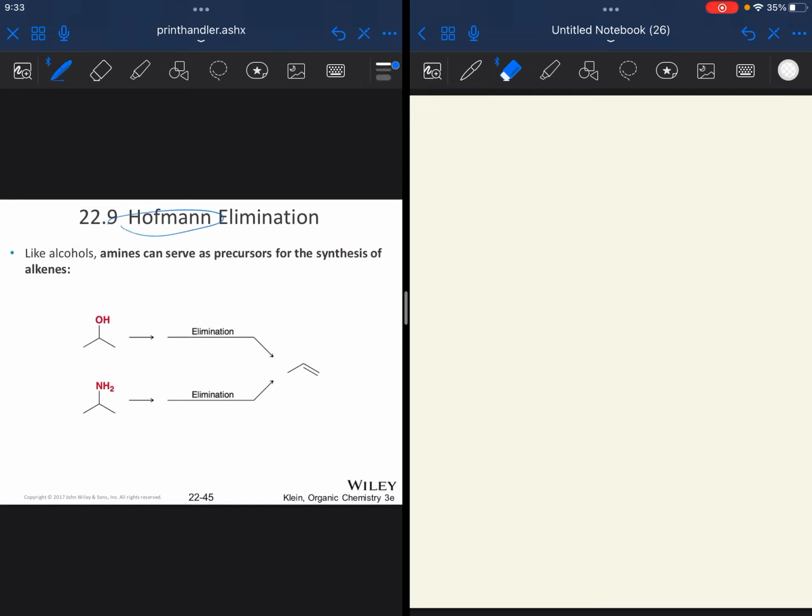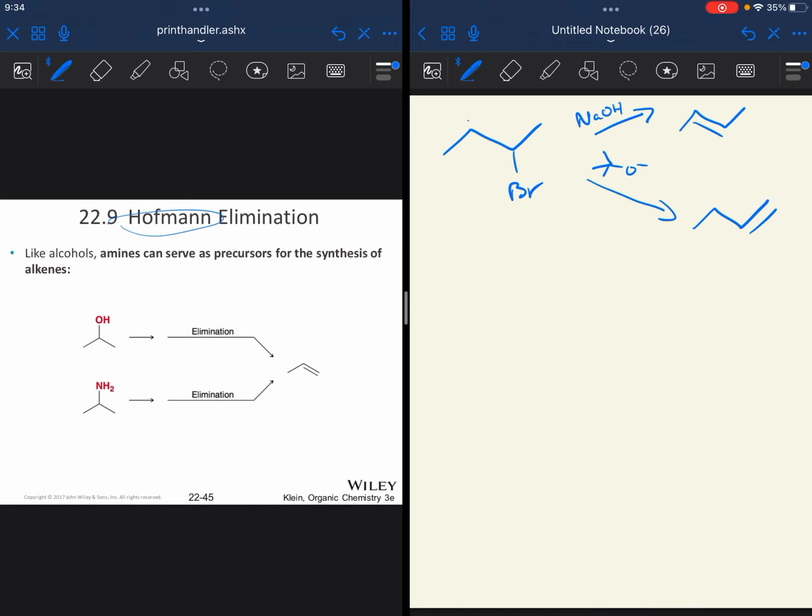We in Organic 1 learned about eliminations. We started with alkyl halides. We know that if we use a smaller base, like sodium hydroxide, we will wind up with the more substituted Zaitsev product. But if we use a bulky base, we will wind up with the less substituted Hoffmann product. That relies on the base being bulky.